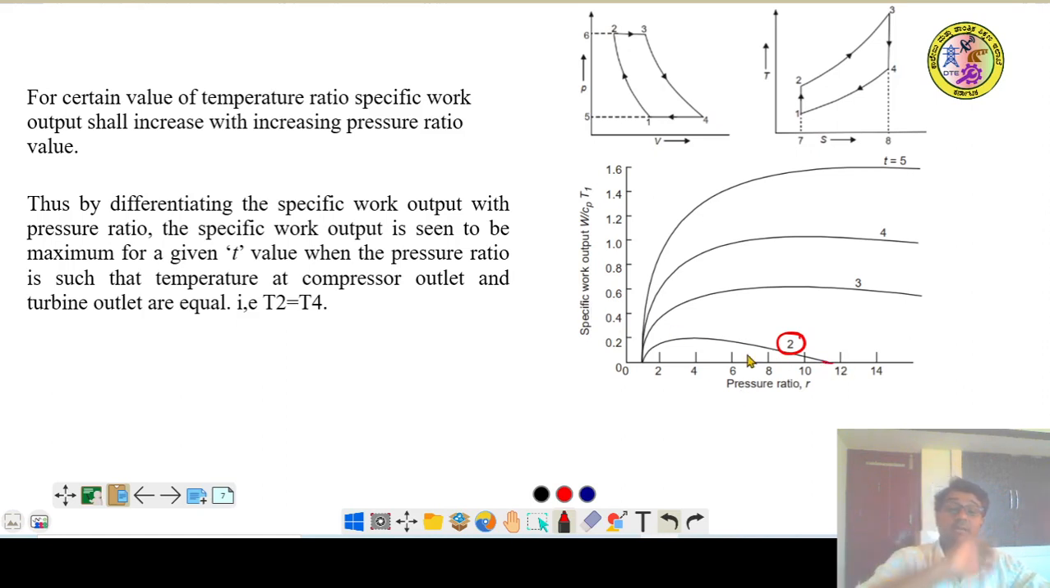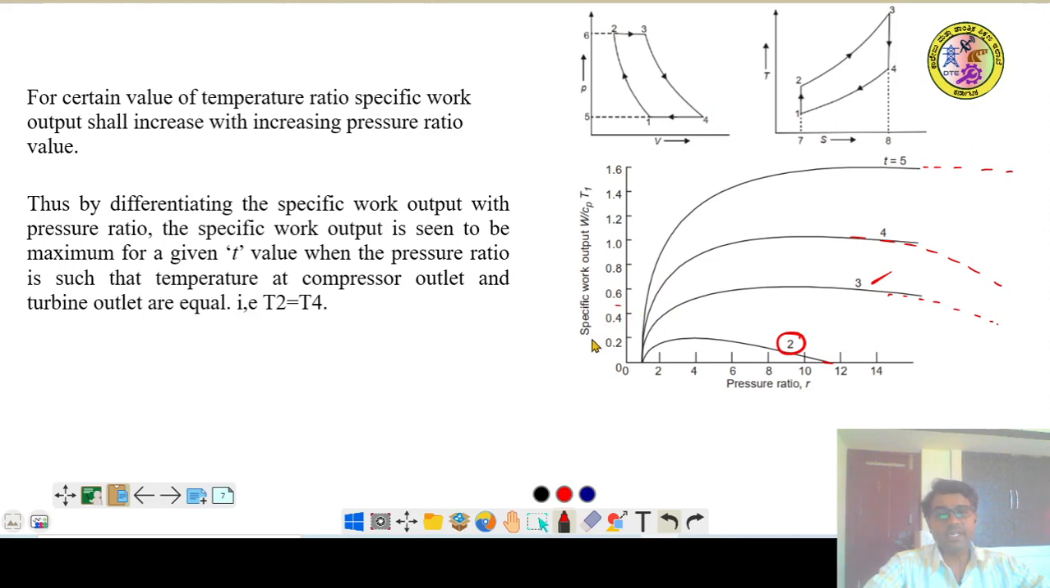It does not increase for everything. For a certain value of temperature ratio, for 3 it is increasing, for 4 you observe here it is dropping. You observe here that the curve is going to drop. For the temperature ratio of 5 it is going horizontal. For some temperature ratios, as the pressure ratio increases, the specific work output increases.